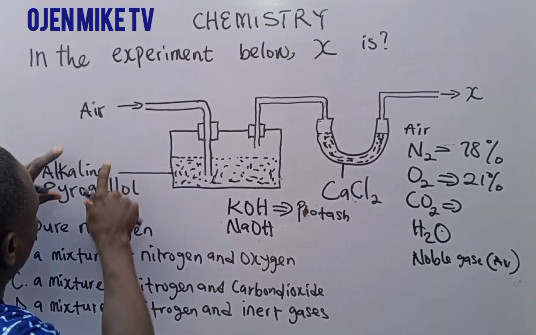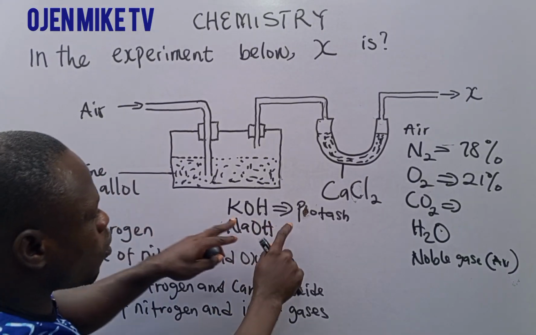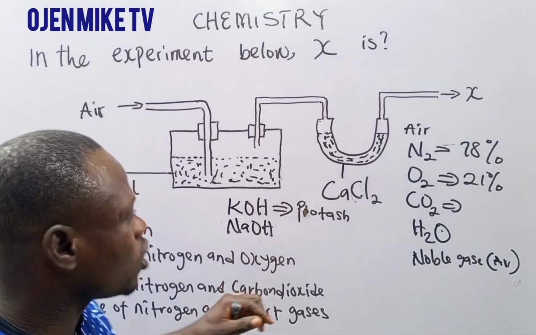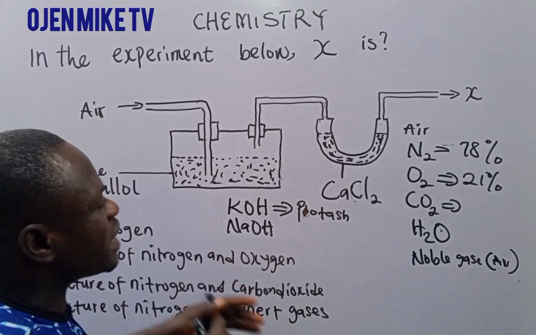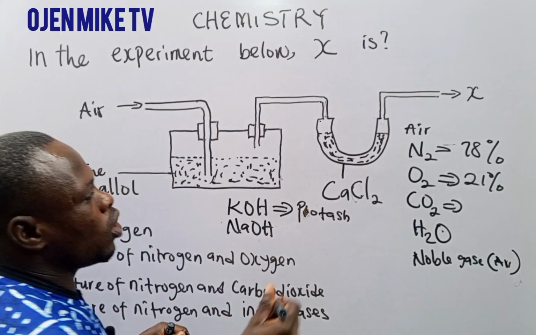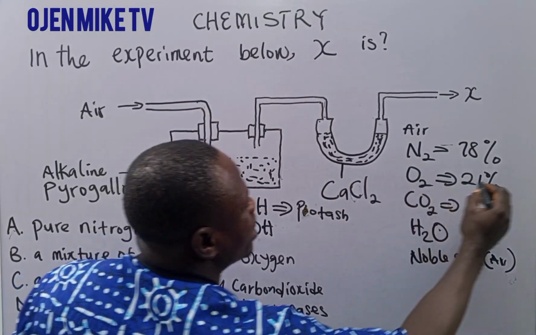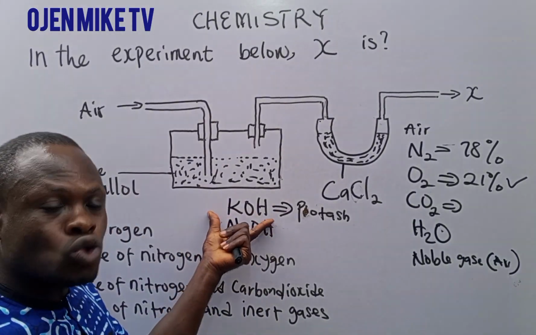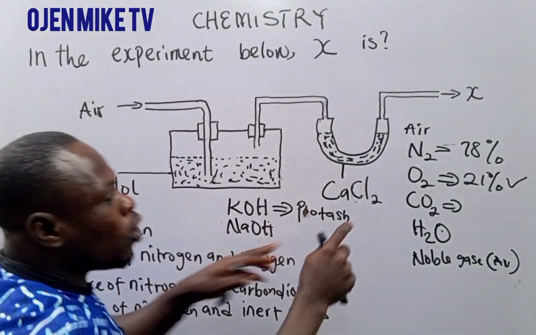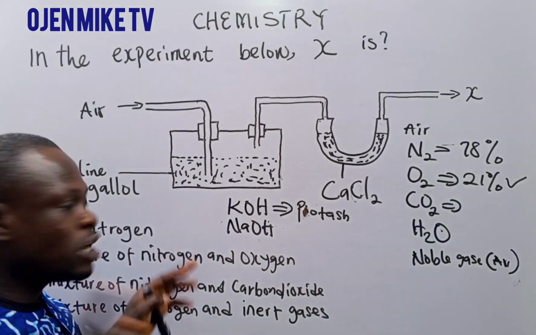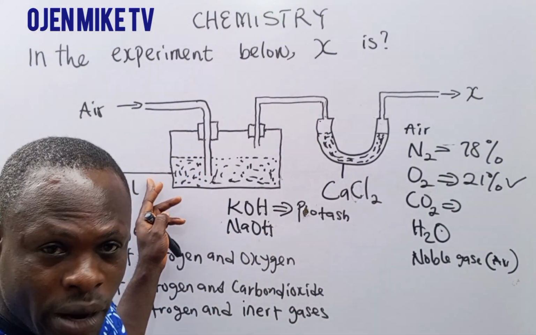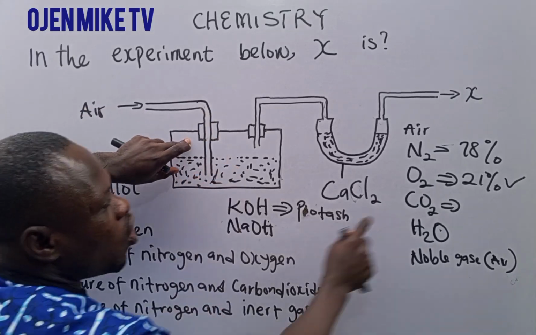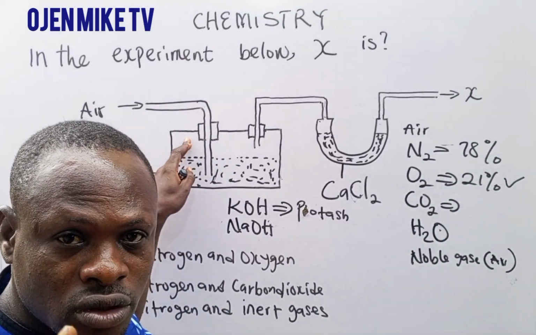So this alkaline pyrogallol here is made up of potassium hydroxide and sodium hydroxide solution. Now, this will always absorb oxygen. Look at the component that is absorbed here. Alkaline pyrogallol will always absorb oxygen. Like I said, pyrogallol is an oxygen absorber. So by the time you introduce air here, when it gets here, oxygen will be absorbed. You get that?